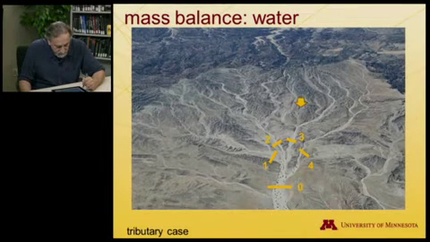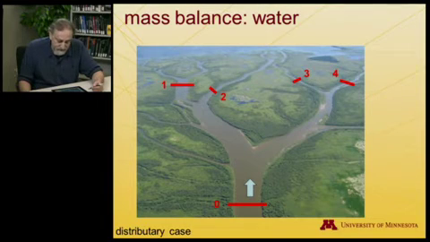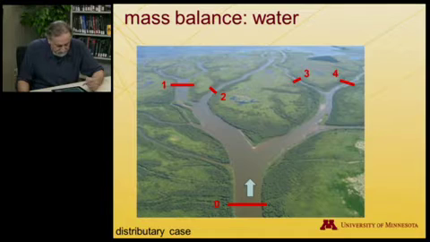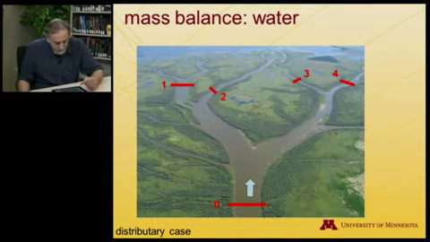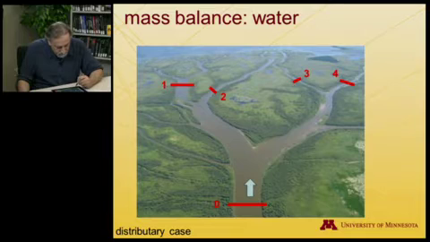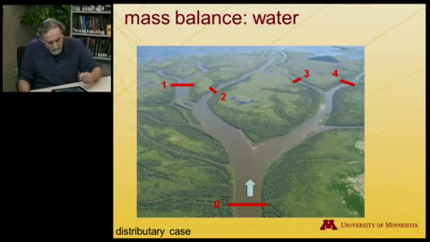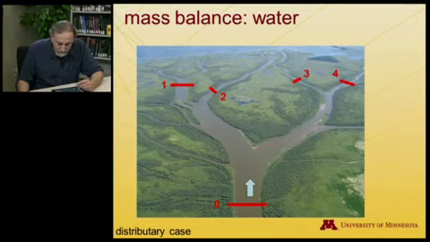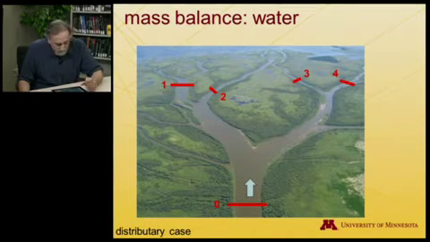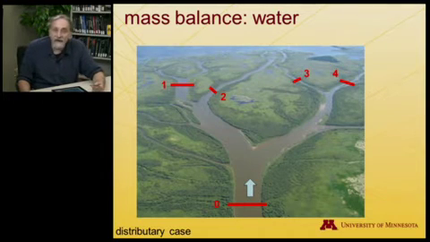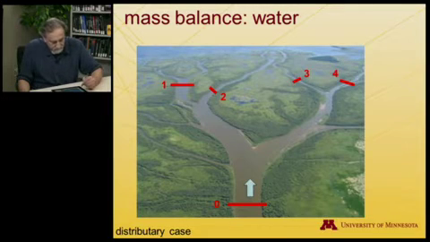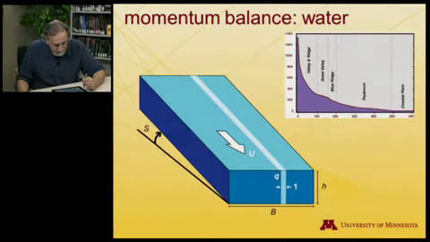We can also have distributary networks where the flow is dividing out into a series of sub-branches. This would be pretty typical for a delta, and this is the Mossy Delta in Saskatchewan. Here, the situation is analogous, but it's the opposite in the sense that we have water coming in at 0 and then breaking up into these various channels. So you should be able to figure out for yourselves, and I won't go through it here, what the relation is between the discharges 1, 2, 3, 4 and discharge 0. So that's mass conservation for tributary and distributary cases.